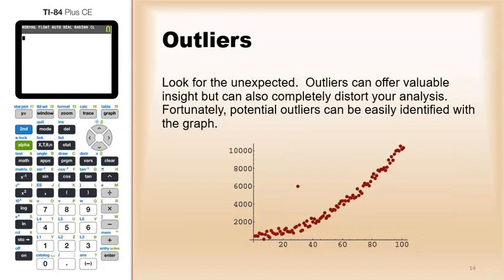And then outliers are where you have a pattern of dots, and then you have some point that seems out of place. So these you need to be careful about, because outliers can offer valuable insight, but they can also completely distort your analysis. That is, without an outlier, you may get the opposite conclusion as if you had the outlier included. So fortunately, potential outliers can be easily identified. Often they're typos, though not always.